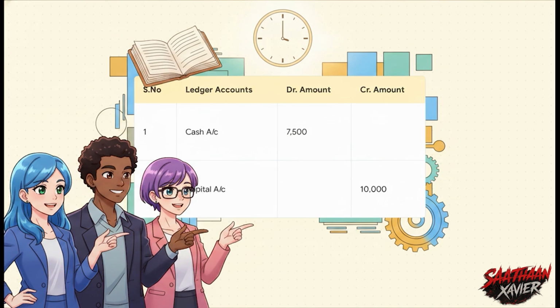First, you've got the serial number. Second is the name of the ledger account, like cash or rent. Third is the debit amount column. And fourth is the credit amount column. It's also always prepared as of a specific date, which sits right at the very top of the statement, exactly like a timestamp for your financial data.